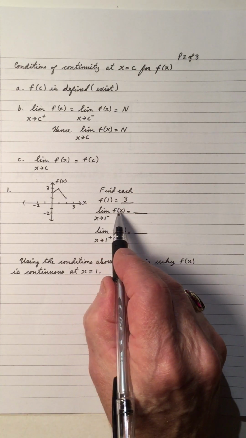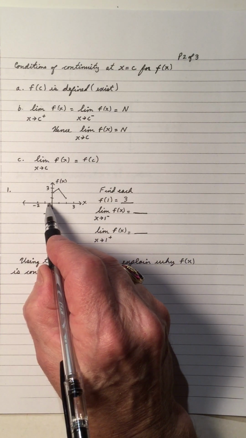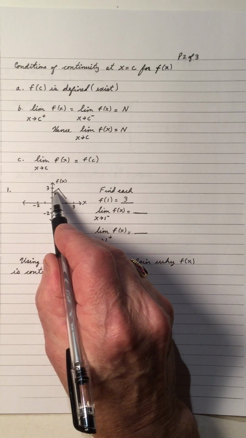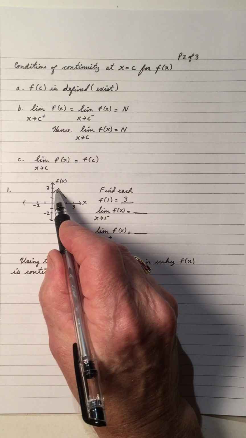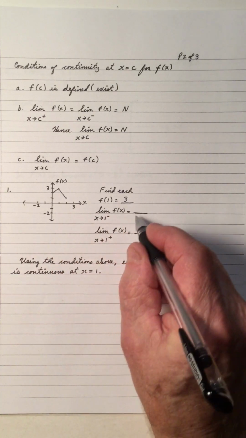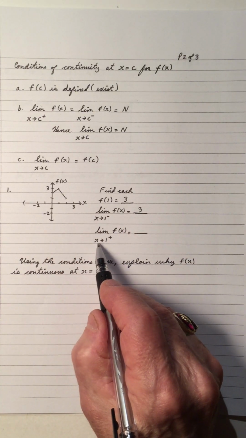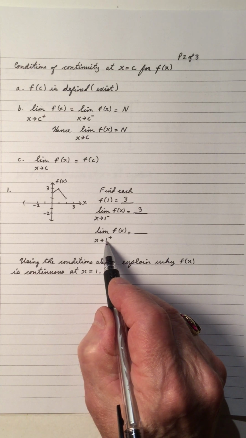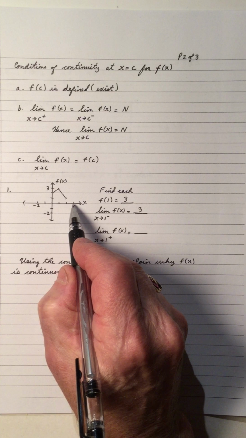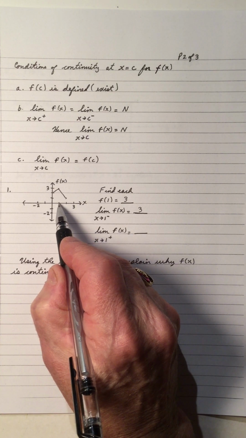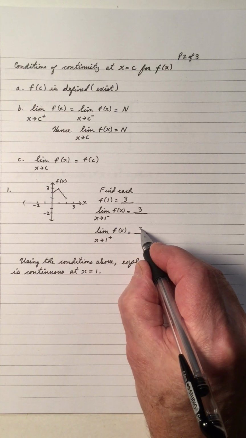So what's the limit of f of x as x approaches 1 on the left side? As x approaches 1 on the left side, you're moving up this line, and you will get a 3. And what's the limit of f of x as you approach 1 on the right side? As you come in this way towards 1, you're coming along here, and you'll get a 3.